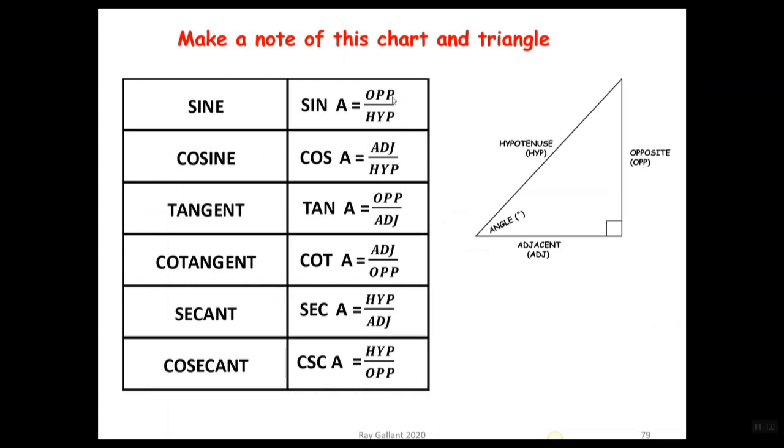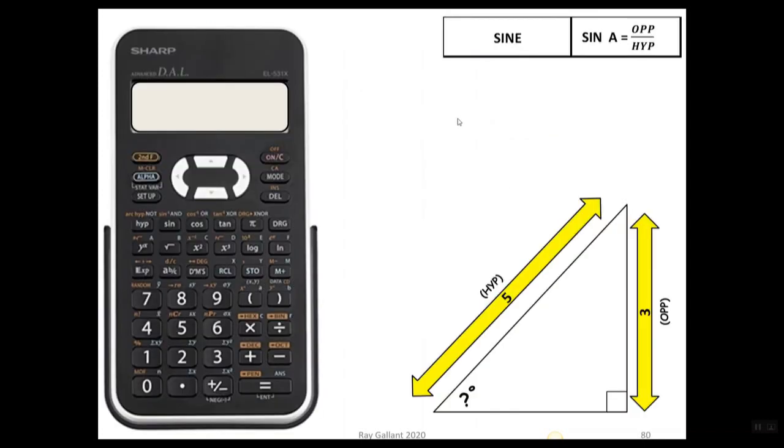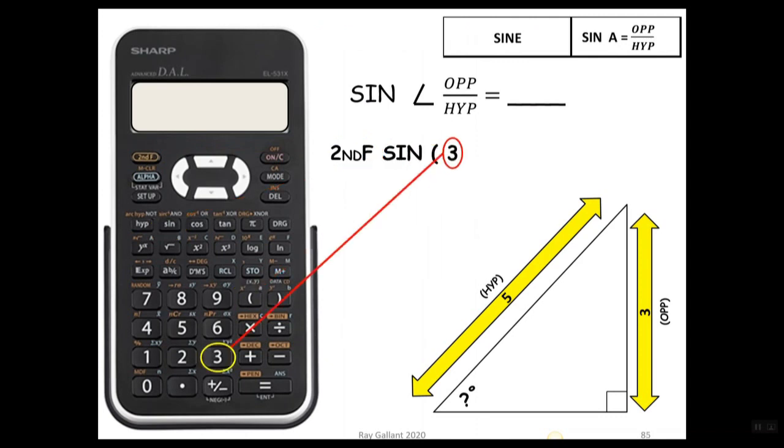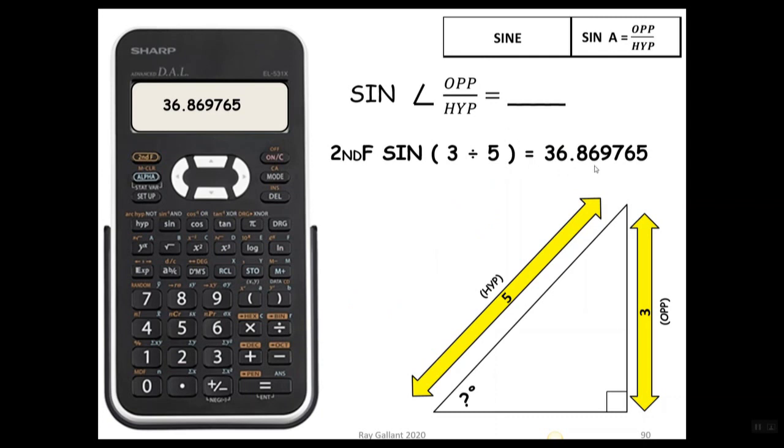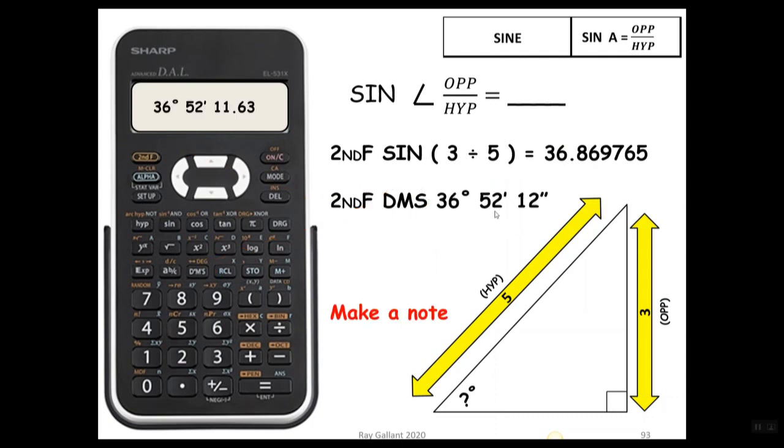So we're going to use opposite over hypotenuse. So we're going to go second function, sine. And you're going to type your bracket in, 3 divided by 5, bracket equals, and then you're going to come up with 36.869765. Second function, DMS, 36 degrees, 52 minutes and 12 seconds. Now, if this was a metric question, it would stay as a decimal. Okay, let's try another one.